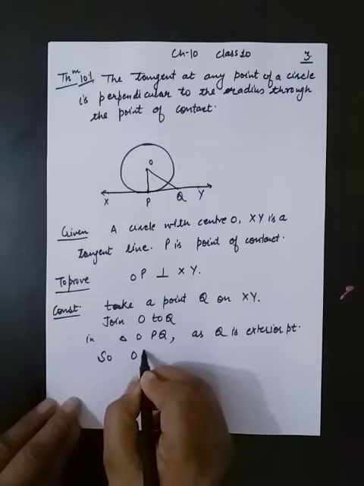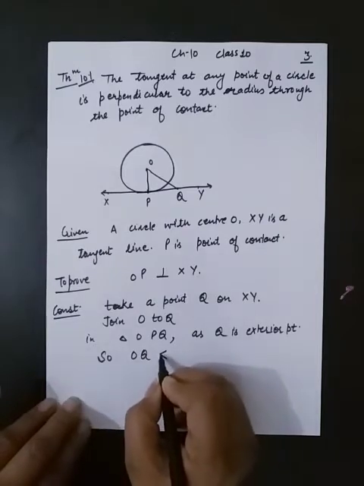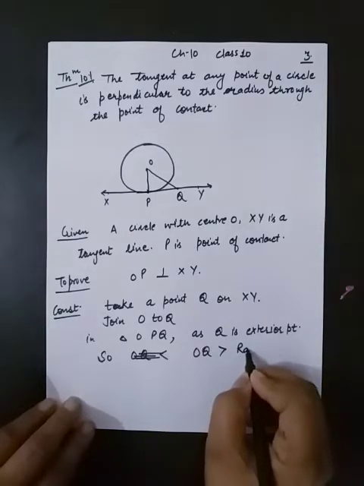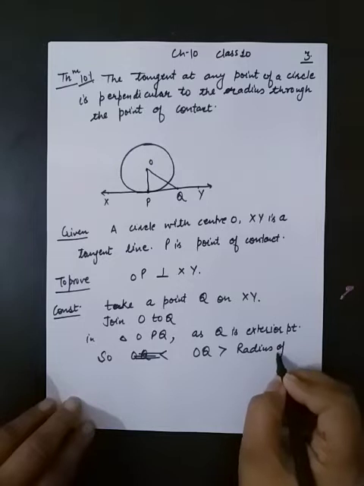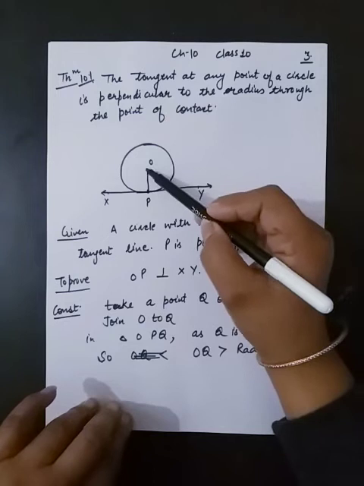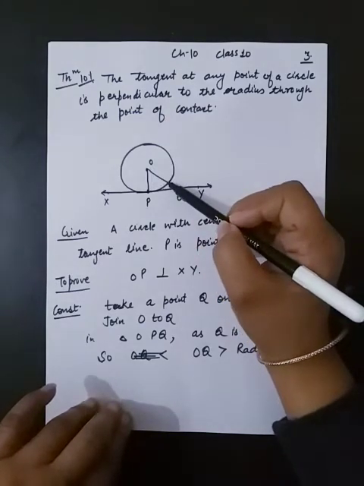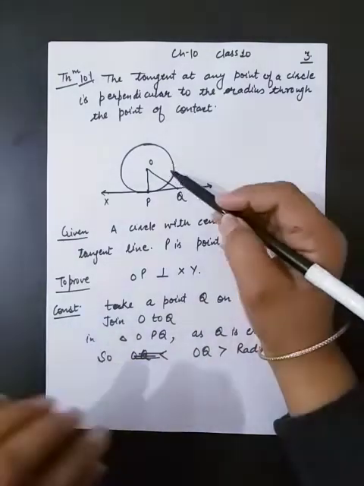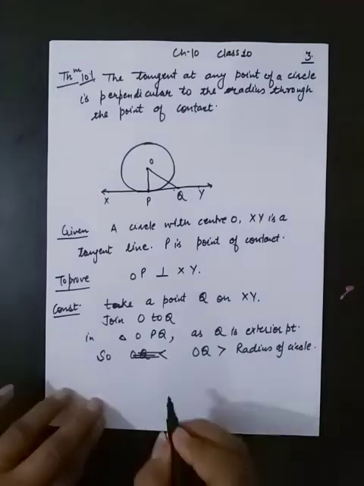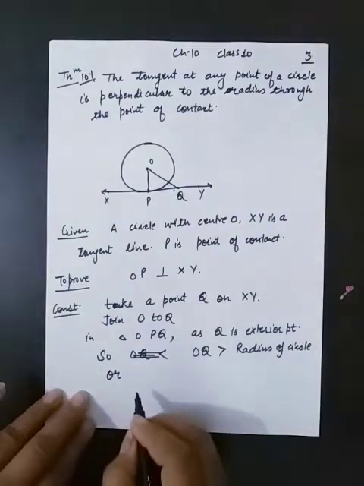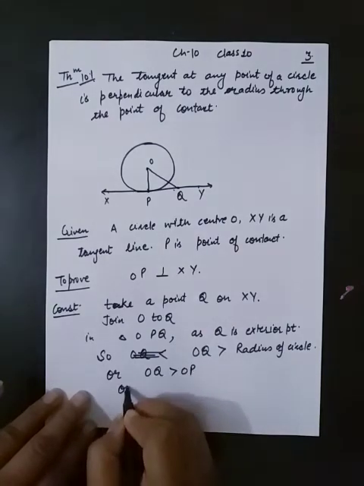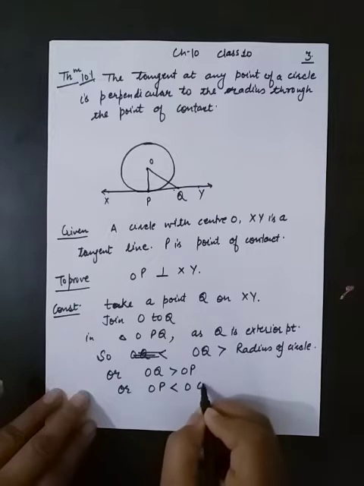so OQ is greater than the radius of the circle, because the distance between the center and a given point on the circle is equal to the radius. But here Q is an exterior point, so OQ is greater than the radius of the circle and OP is the radius. So we can say OQ is greater than OP, or OP is less than OQ.